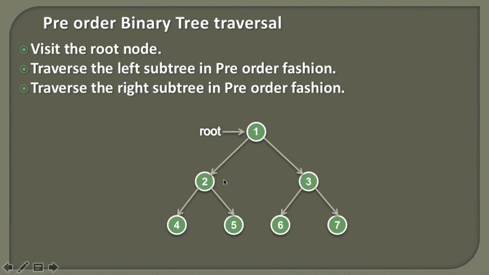In my previous tutorial we discussed the recursive pre-order binary tree traversal, and in this tutorial we will discuss iterative pre-order binary tree traversal. We also discussed that we apply these three steps to each and every node of a binary tree, that we visit that particular node, and then we visit its left subtree, and then we visit its right subtree.